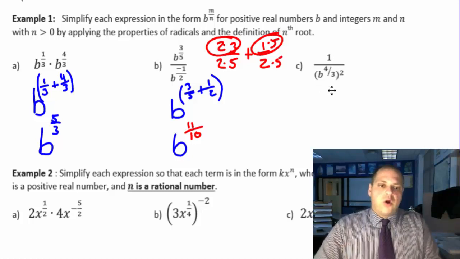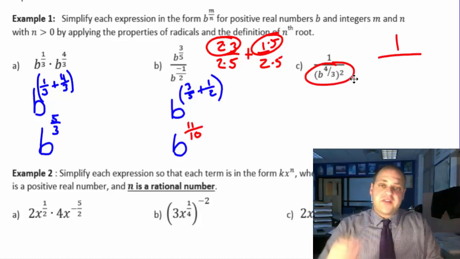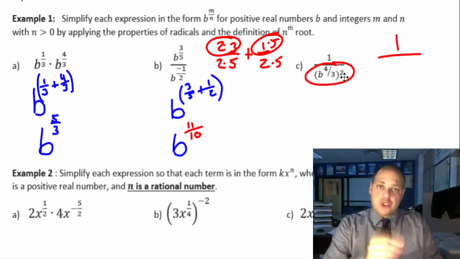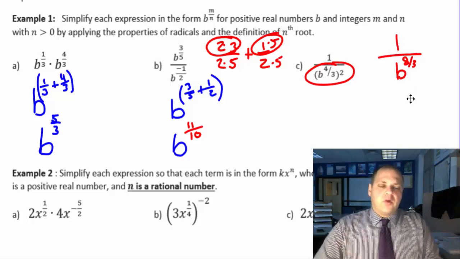So now we have 1 over b to the 4/3, to the second. So what I'm going to do first is the bottom. So it's going to be 1 over. Raise 4/3 to the second. That means 4/3 times 2. That's 8/3. That's 1 over b to the 8/3.